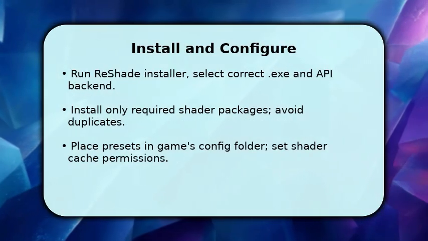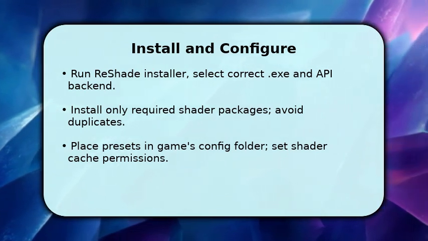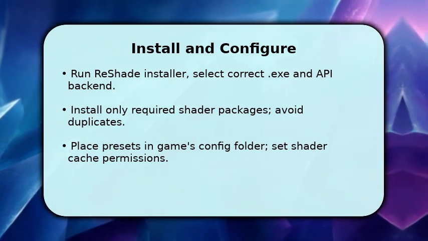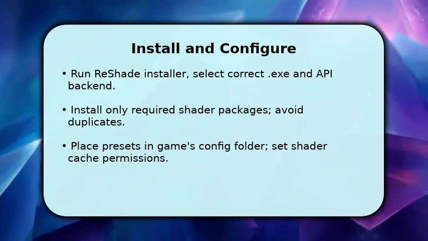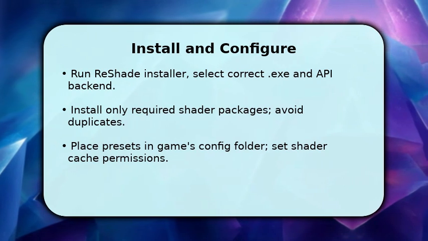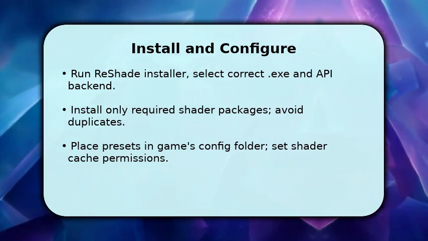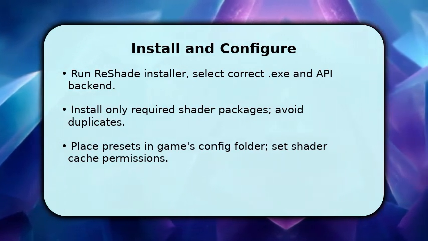Next, run the ReShade installer and carefully select the game's exe and the correct API backend. This is the crucial mapping step. Choose only the shader packages you need to reduce conflicts and avoid installing duplicate shader packs that can overwrite files. After installation, move your desired ini preset into the game's config folder and ensure the shader cache has the right permissions.